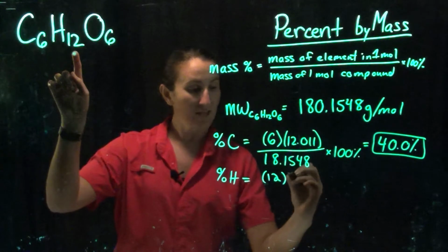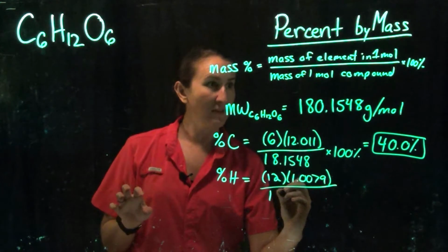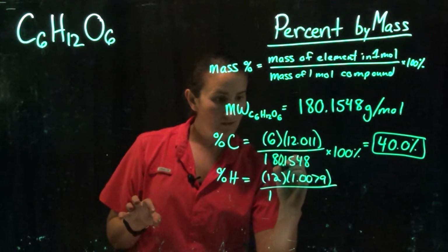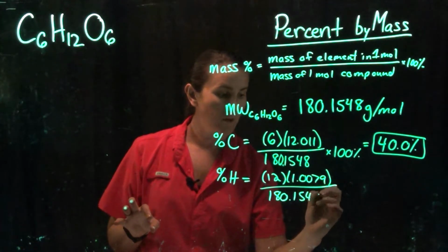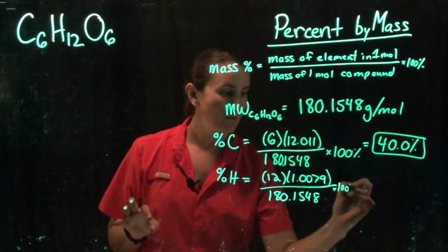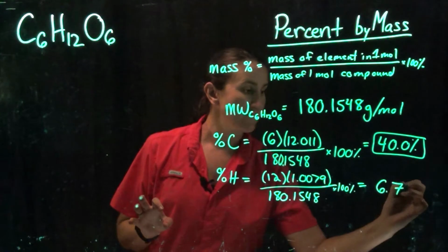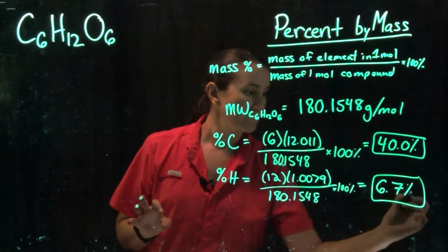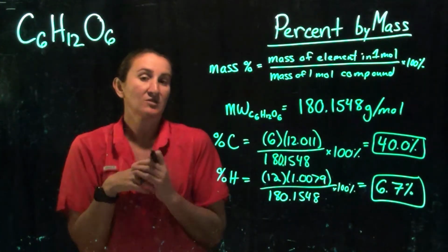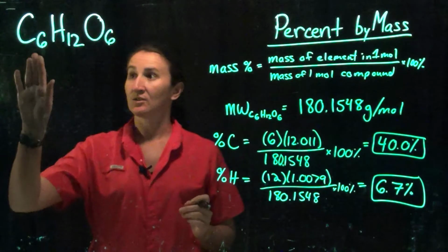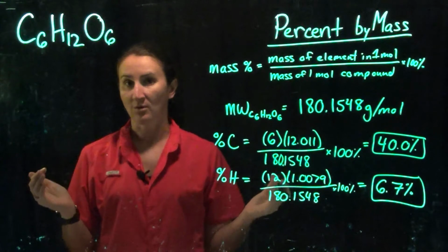The mass on the periodic table is 1.0079. And our total molecular weight of our whole compound is 180, not 18, 180.1548 times 100 units of percent, and that will give us an amount of 6.7% hydrogen. Now, does that make sense? Aren't there more hydrogens? Yes, but hydrogens are so much smaller. Remember, they weigh a whole lot less. And so your carbons are bigger, so even though there's only 6 of them, they're going to make up more of the mass of the whole compound.